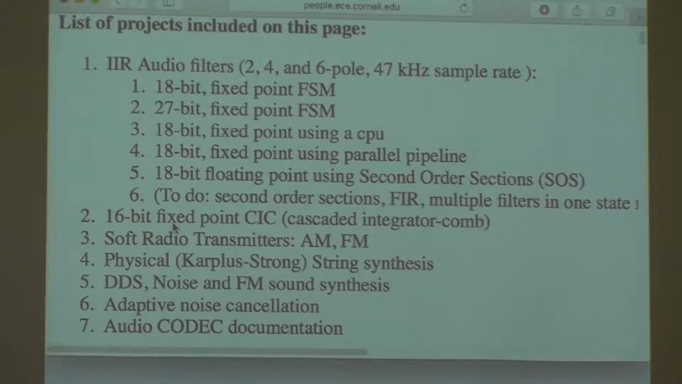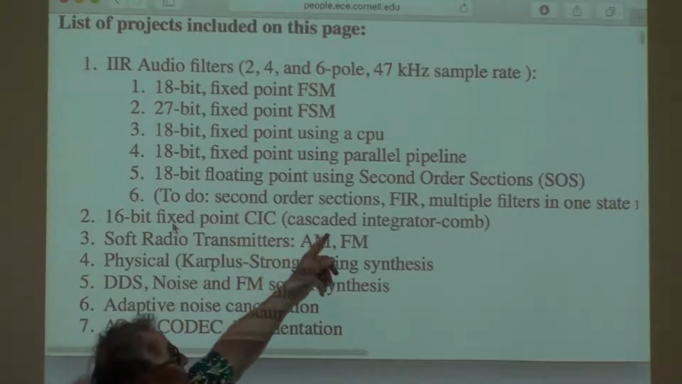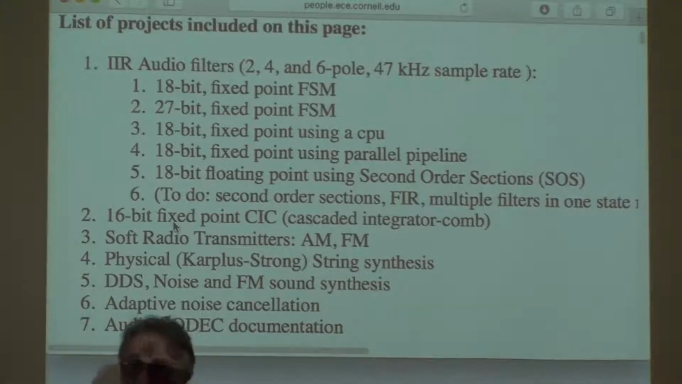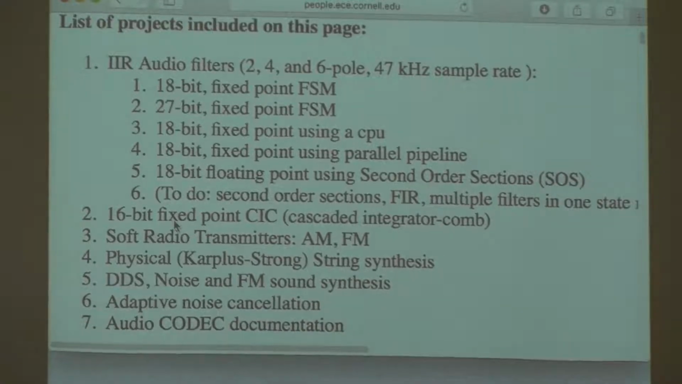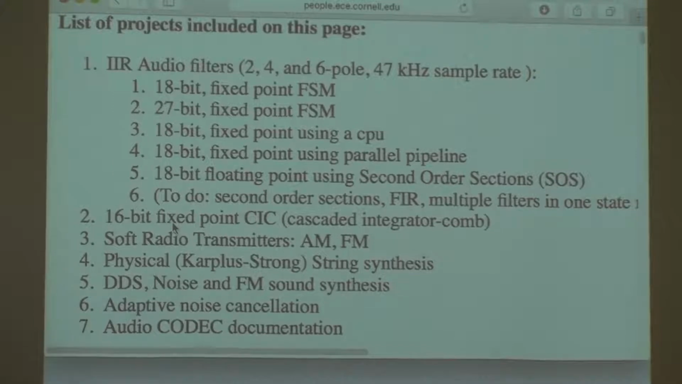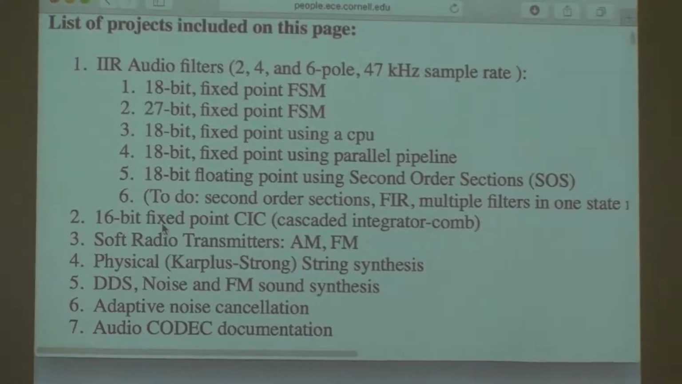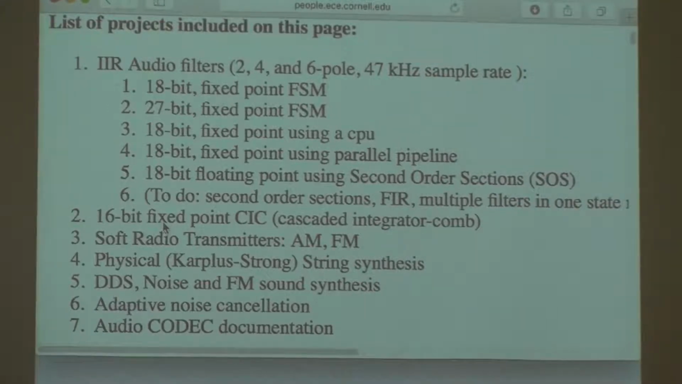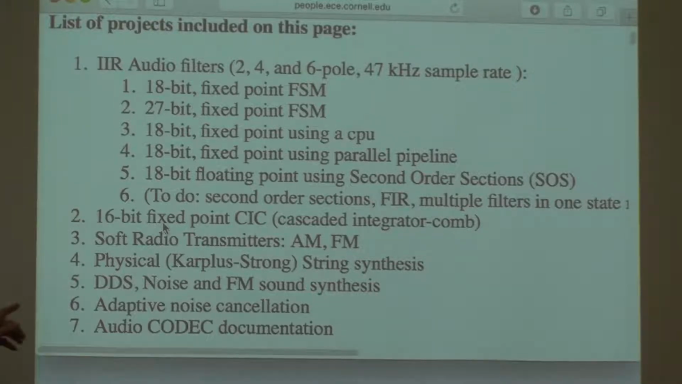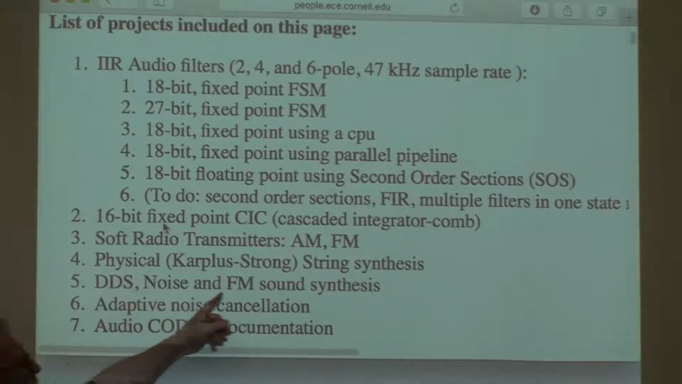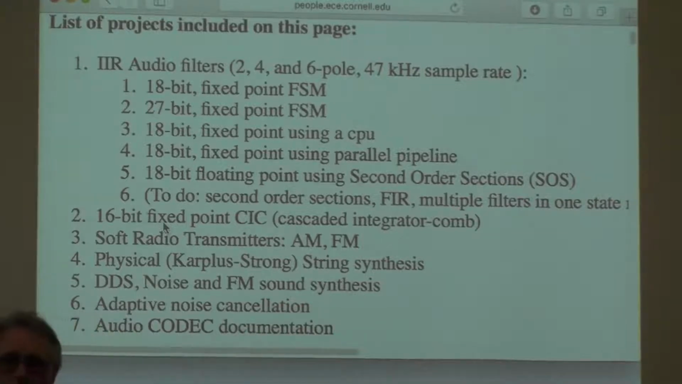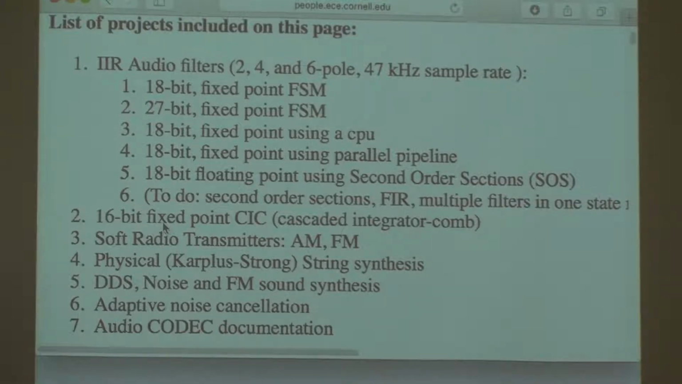Probably the most useful one, though, is the floating point second order sections. Those are very stable filters. They're generalizable up to 6th or 8th order. They use very little space. They're quite fast. But I also do soft radio transmitters, string synthesis. You want to simulate a string band? You can probably do 200 or 300 simulated strings on the FPGA in real time.